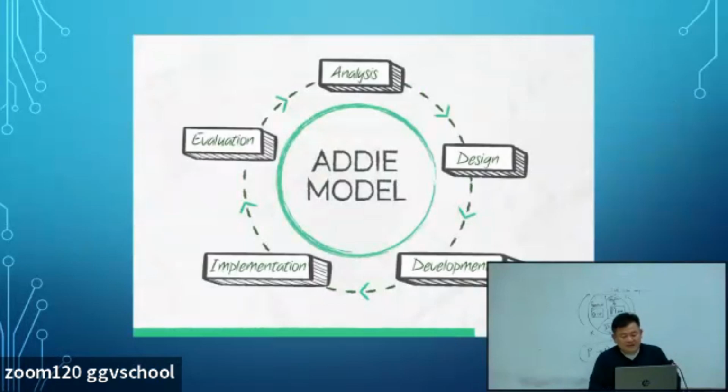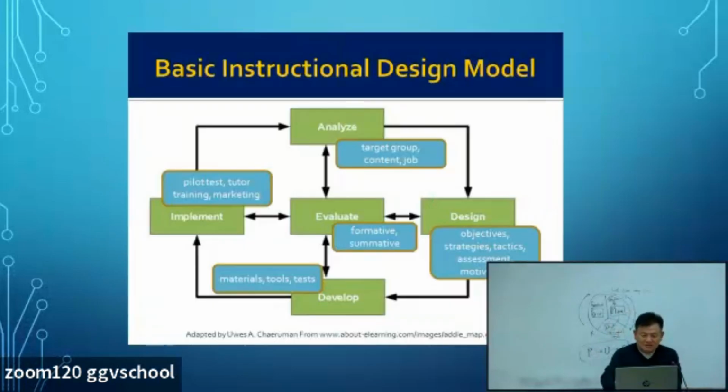ADDIE, what is that? The initials: A is analysis, and then design, and then development, implementation, and evaluation. This is circular, the ADDIE model. Same thing. Well, just compare them. Analysis and design are the plan part. Development is doing. Implementation is also doing. Evaluation is see, feedback. This circle is the basic instructional design model. Another picture is easier to understand.